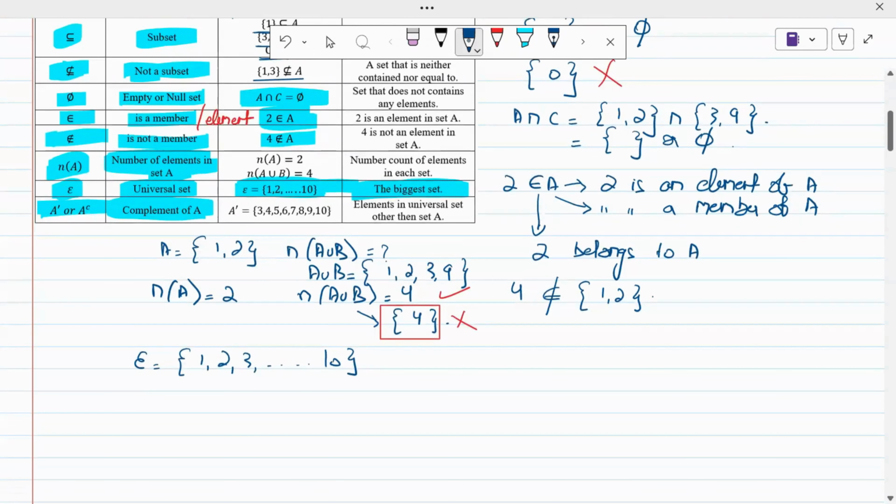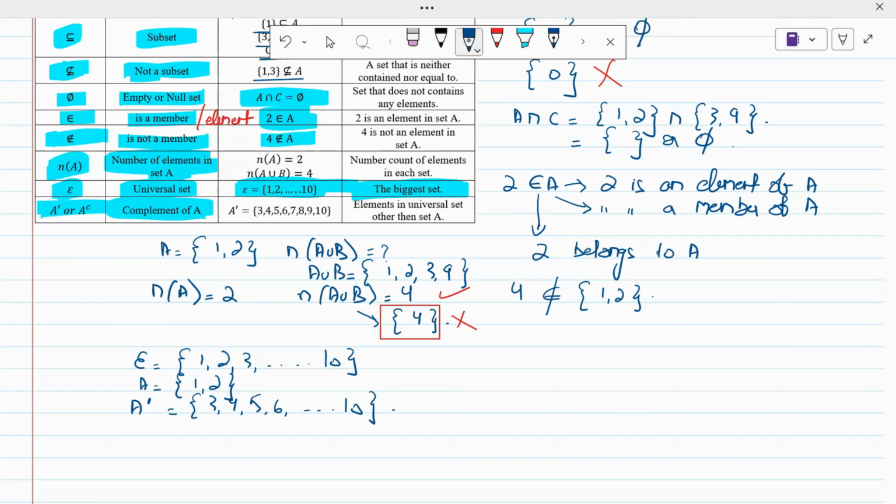And A is having the elements as 1 and 2. So if you have to find A complement, you'd remove 1 and 2 from the universal. Universal goes from 1 till 10. So if you remove 1 and 2 from the universal, you'll get the result as 3, 4, 5, 6, and it will go until 10.